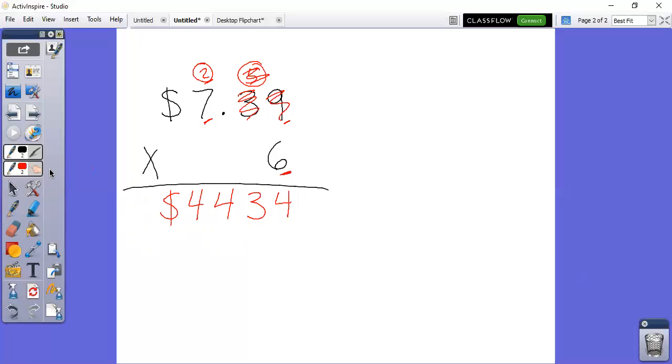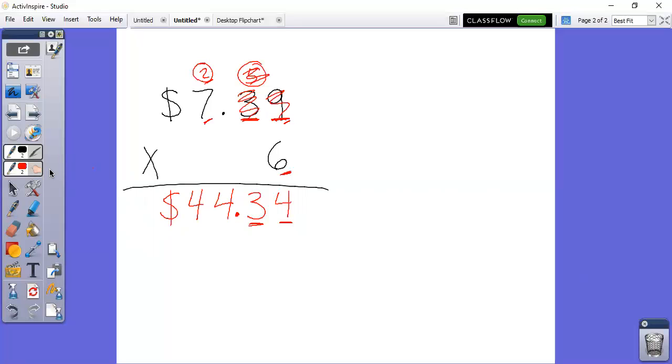$4,434? No. We put our decimal here because we have 2 digits after the decimal. So in our answer, we have to have 2 digits after the decimal. Okay? So you've got 1 digit here, 1 digit here after the decimal, 1 digit here, 1 digit here after the decimal. So it's $44.34.